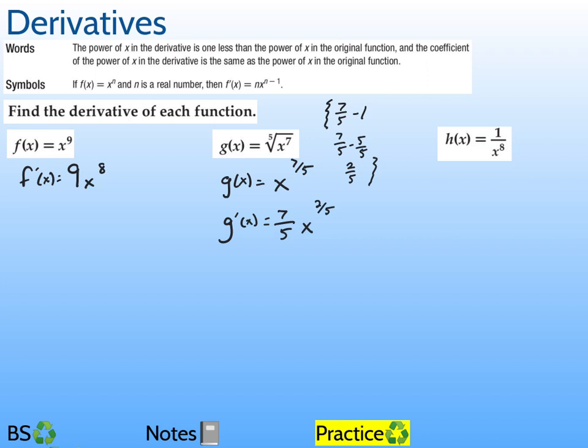And over here, let's rewrite this h of x too. h of x, if you remember, can be rewritten as x to the negative 8th, because 1 over x to the 8th. So to take the derivative of this, you just follow the same rule. Negative 8 times x, and be careful with your negatives. 1 less than negative 8 is negative 9, which if you want, you could rewrite as negative 8 over x to the 9th.